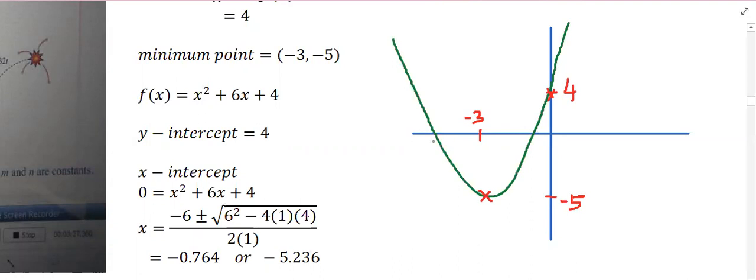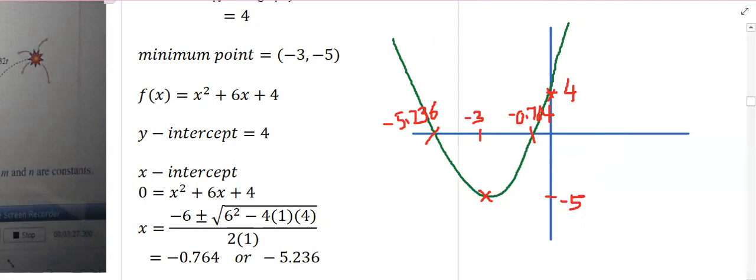Okay. So ini pintasan X. Saya boleh label. 1 negatif 0.764. 1 negatif 5.236. Okay. Complete. Okay, done already the drawing. So this is the answer for question number 1.